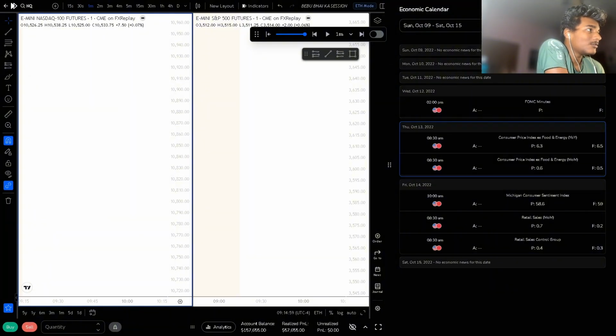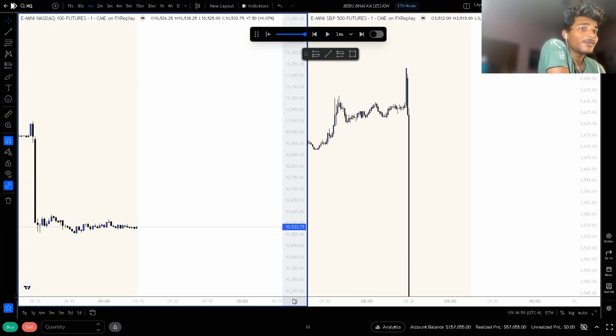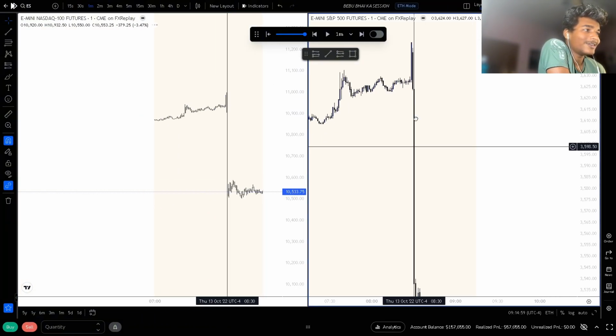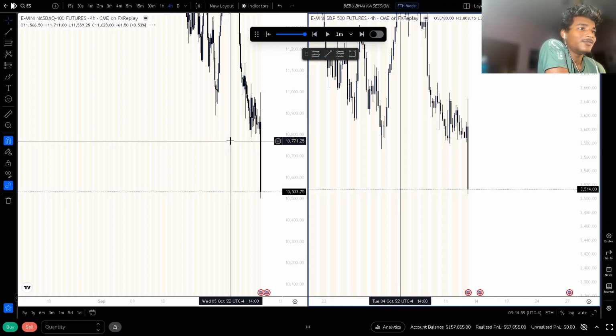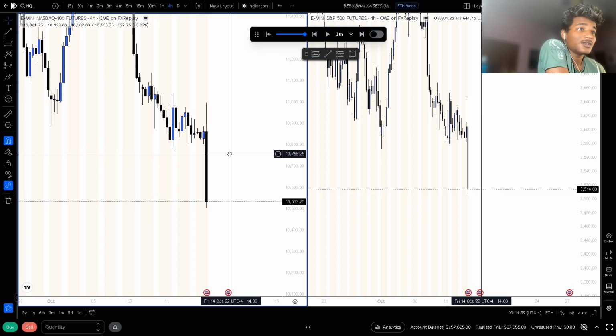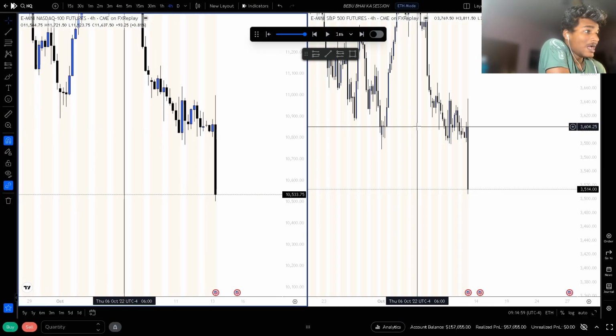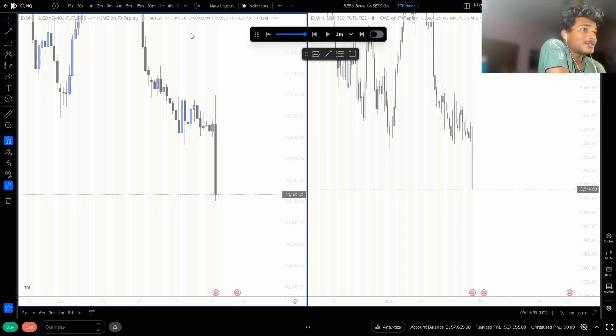We have CPI today and data highs and data lows have been formed. My god. Absolutely dumb, guys. The 4 hour we are bearish, absolutely bearish, and let me see the daily as well.